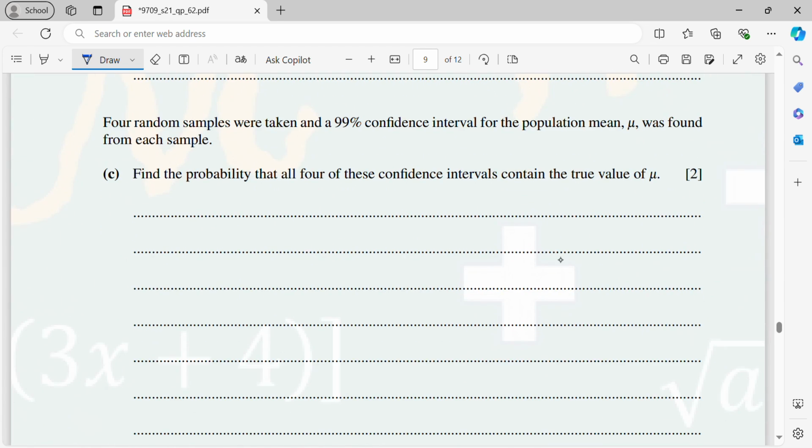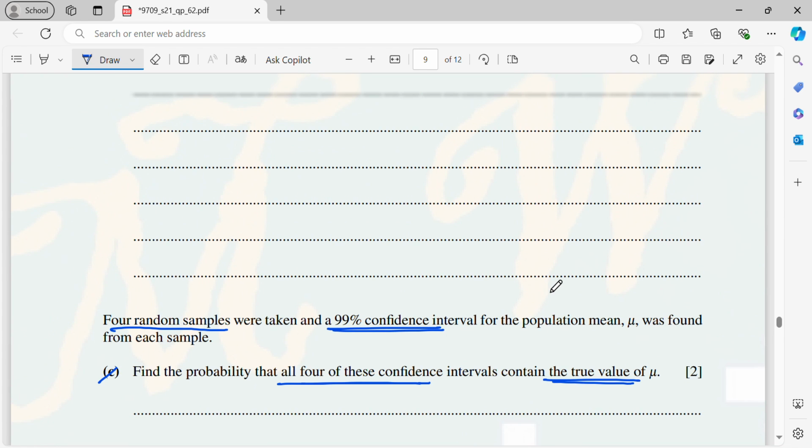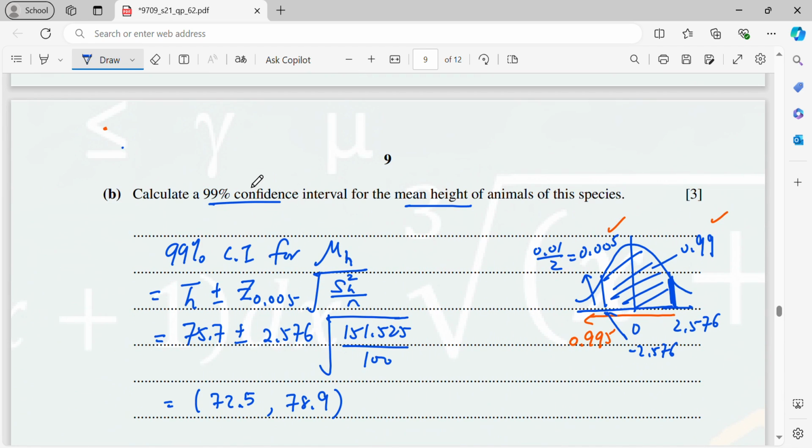Now 4 random samples were taken, and a 99% confidence interval for population mu was found from each sample. Part C, find the probability that all 4 of these confidence intervals contain the true value of mu. So now go back to the previous. This 99% confidence interval for mean means that the probability that the interval will contain the true population mean is 99%.